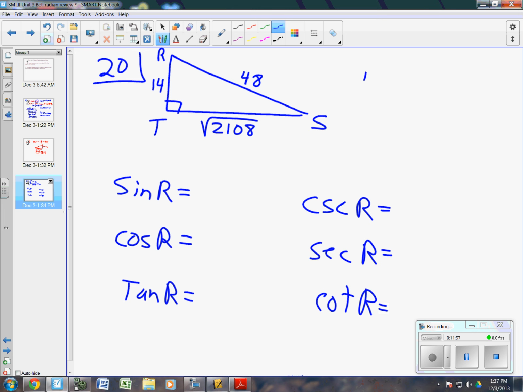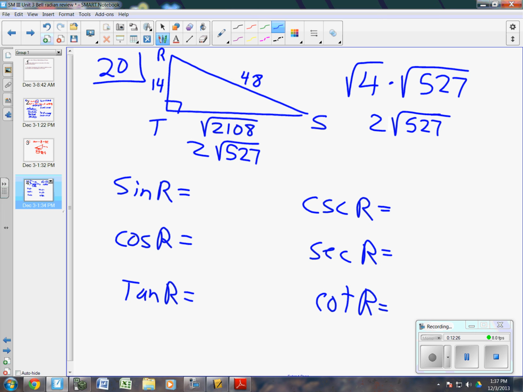We can rewrite this as the square root of 4 times the square root of 527, did you say? Is 4 times 527 2,108? It is, isn't it? Okay, and the square root of 4 is 2. And there must not be any more perfect squares in the number 527. So it reduces to 2 times the square root of 527. Is that what the book showed? Oh, let me see what my book says for what format they put it in.